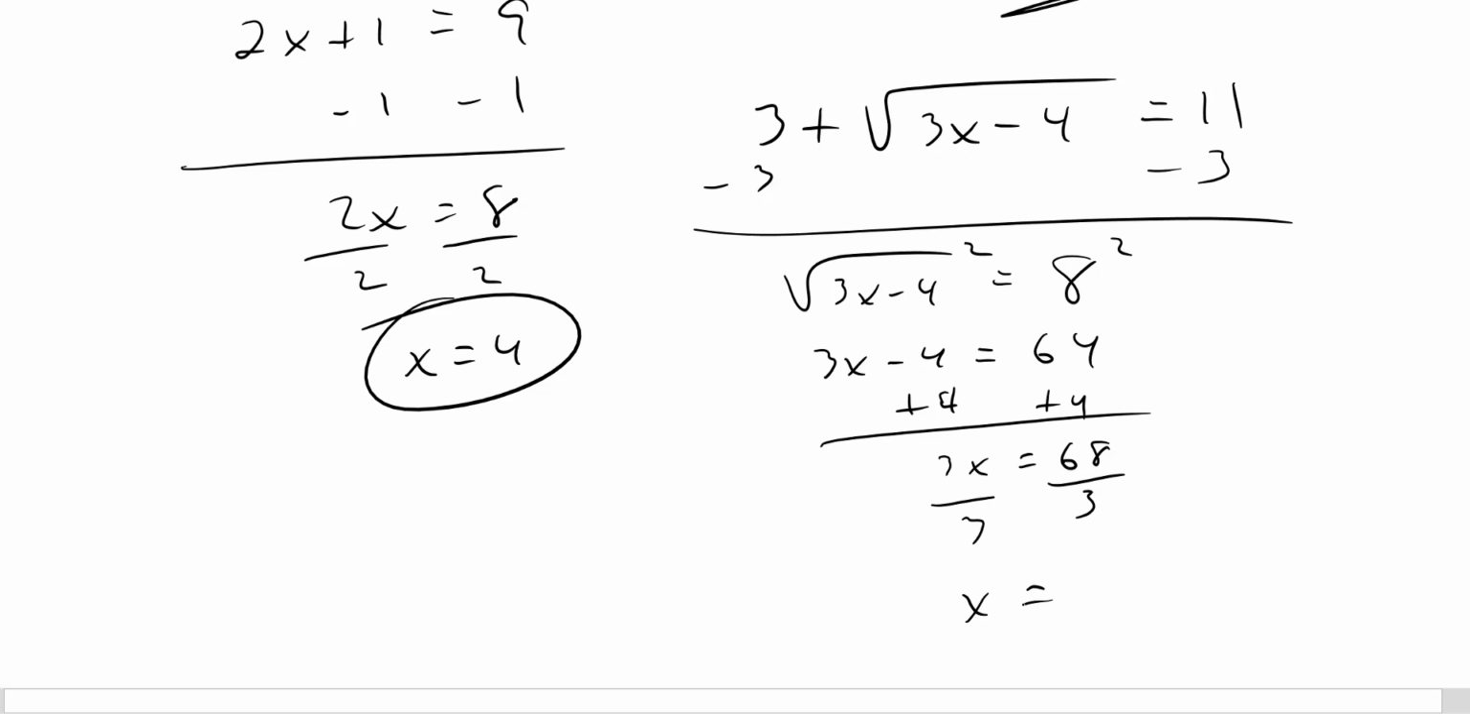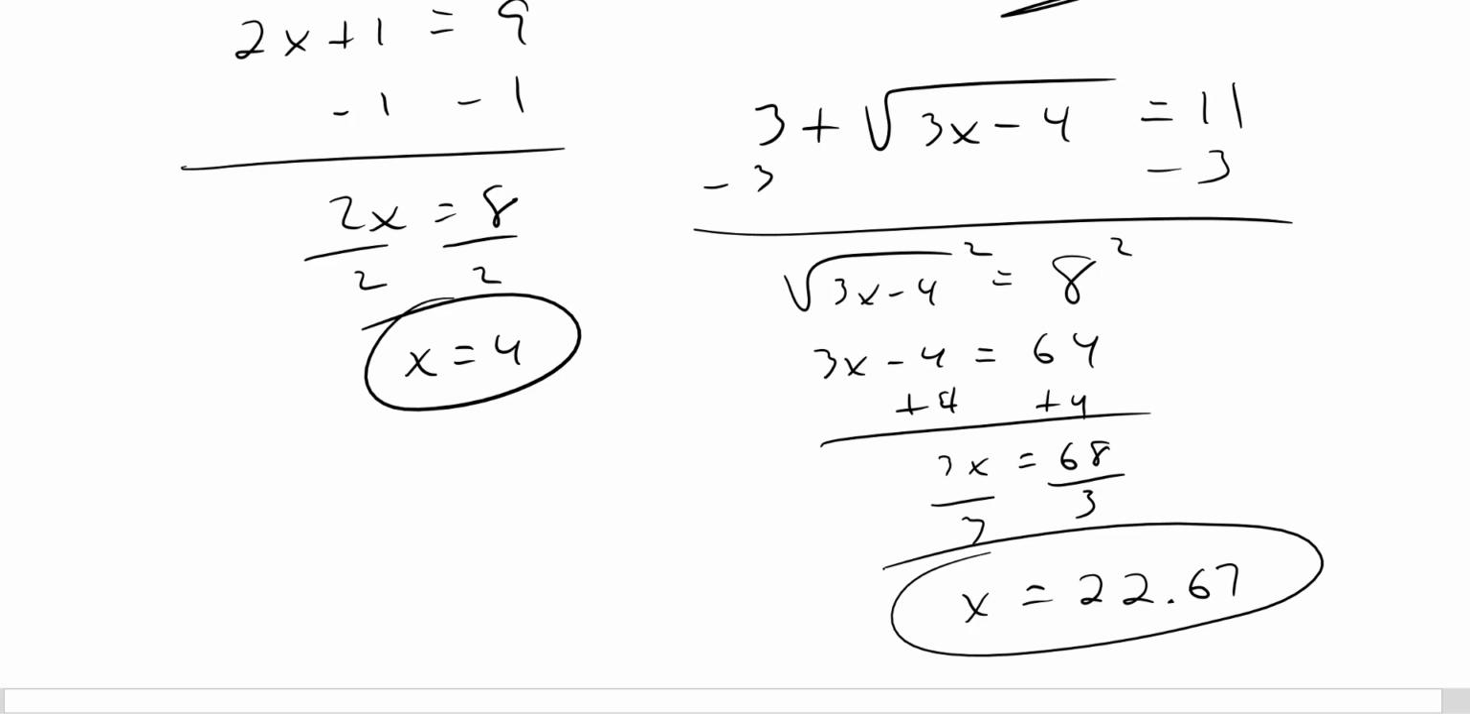And this one you get a little bit nasty decimal. You get 22.67 or 22 2/3. Okay, so again, pretty easy to do this. Now this is the ones that's a little bit more challenging. Okay, so let's go ahead and do this guy.